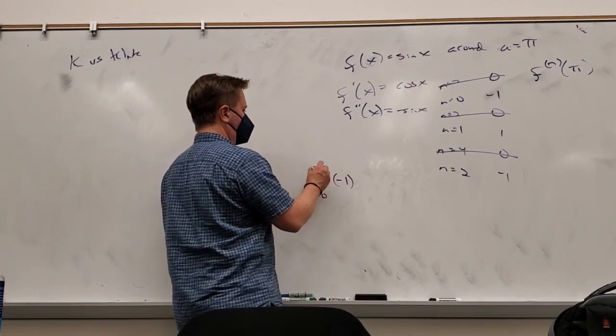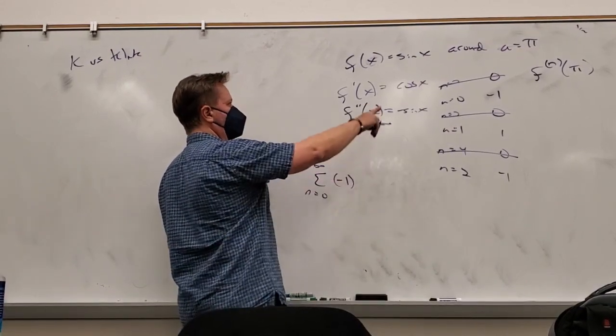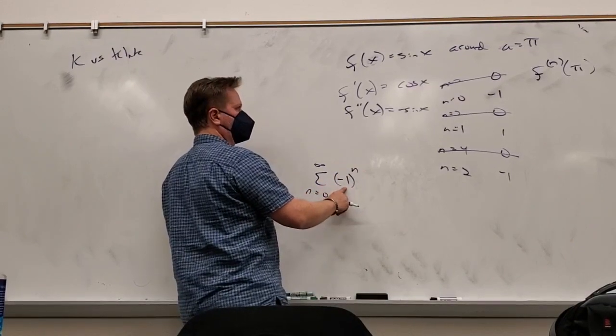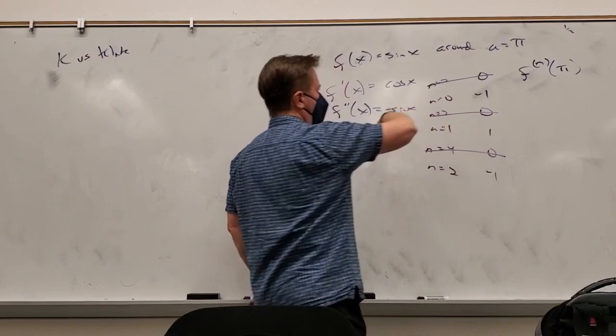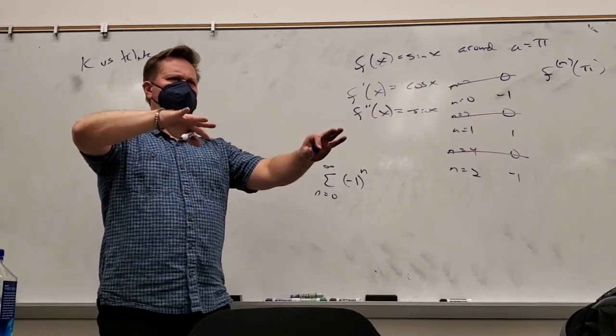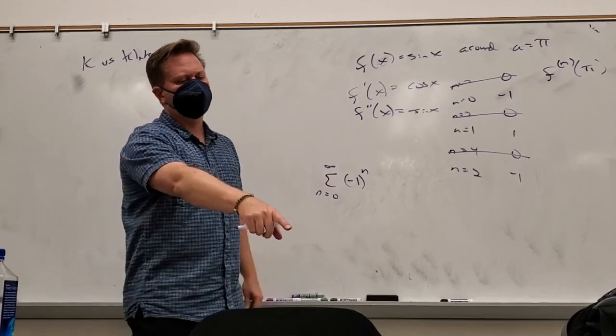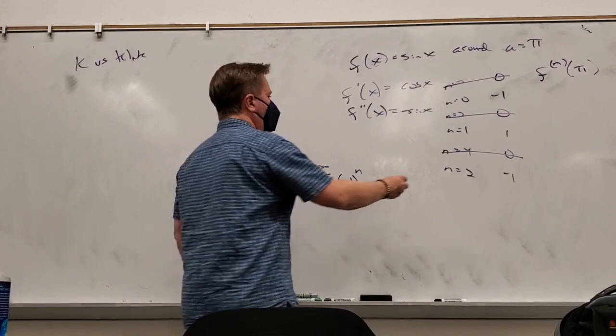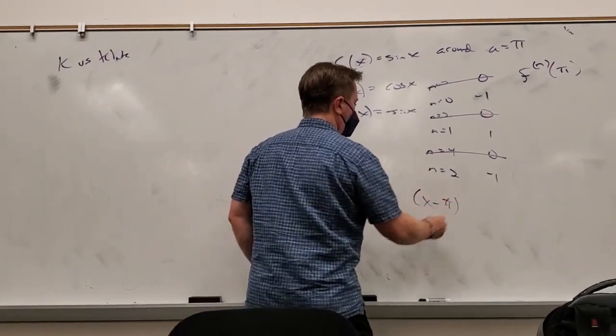So if I start at 0, this would be negative 1 to the, well, if it's n, then that would be positive. It's supposed to be negative, right? Anyway, does that help? And that's how they developed the sine x. Of course, they built it around 0. We're just going to have x minus pi's roaming around.